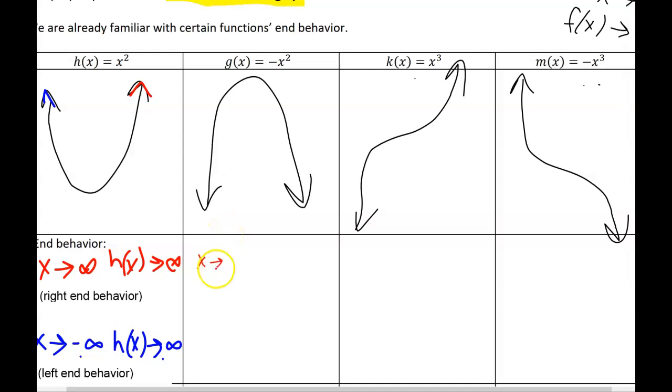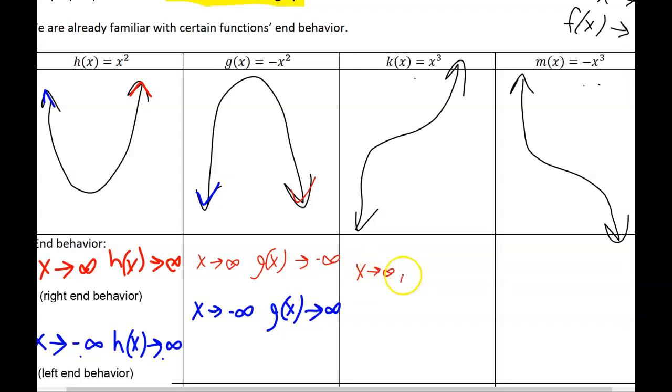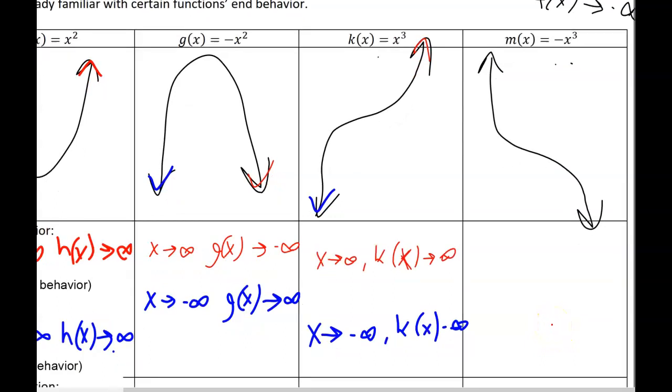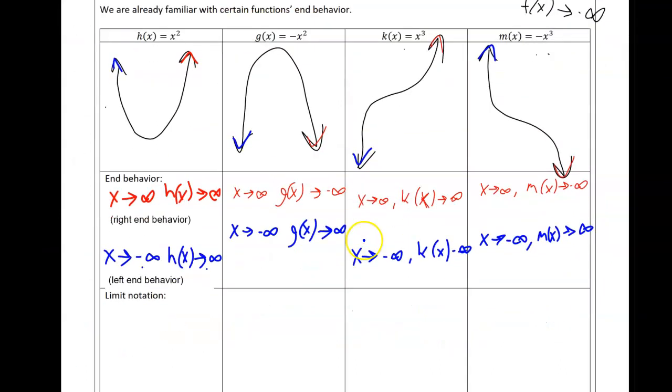For my sad parabola, my sad parabola's name now is g of x. As x goes to infinity, g of x goes to negative infinity, and that's my right end behavior. My left end behavior is as x goes to negative infinity, g of x goes to infinity. Now for my cubic function k of x, as x goes to infinity, so that's the right side of the graph, k of x goes to infinity, so that is up here. And then my left end behavior, as x goes to negative infinity, k of x also goes to negative infinity. And then my last one here, m of x, my right end behavior is as x goes to infinity, m of x goes to negative infinity. And my left end behavior is the opposite, so as x goes to negative infinity, m of x goes to infinity.